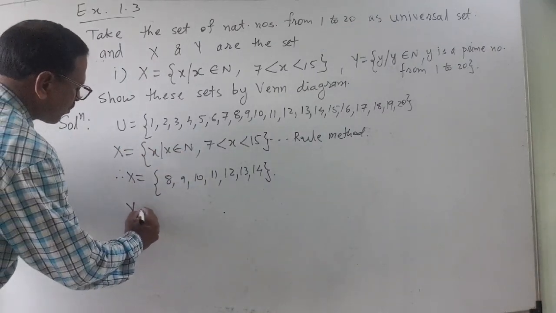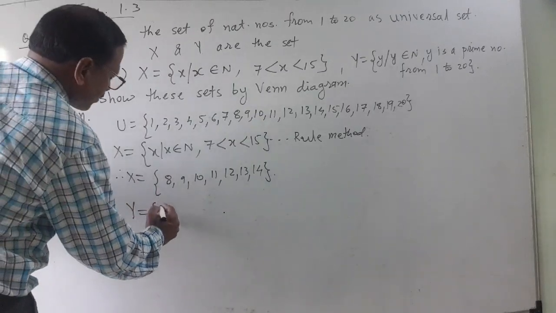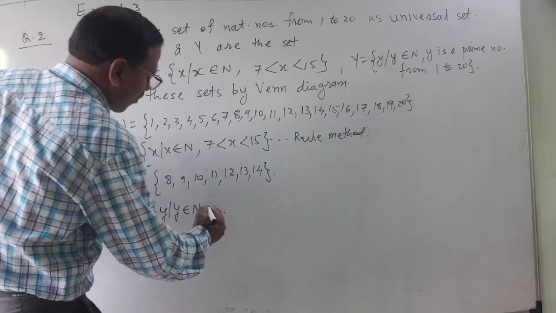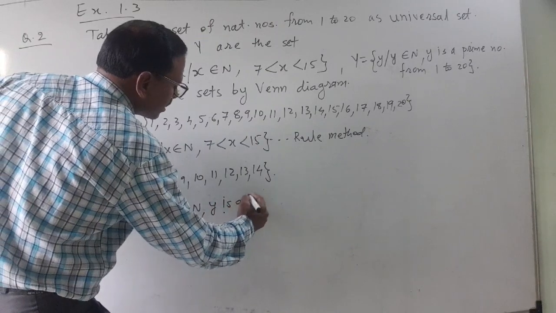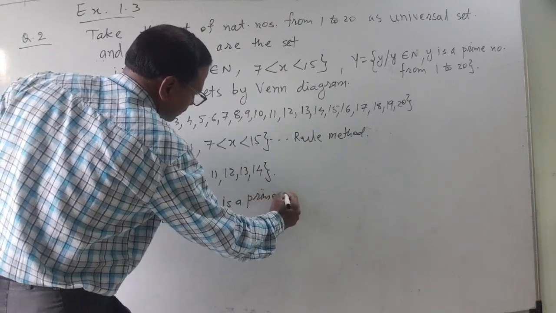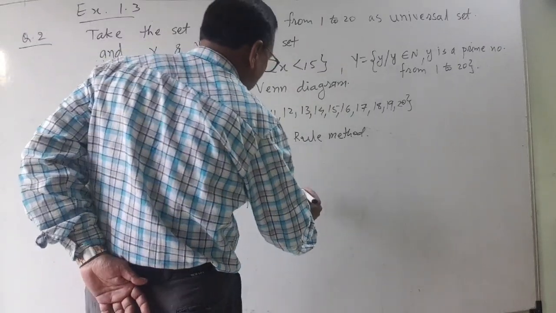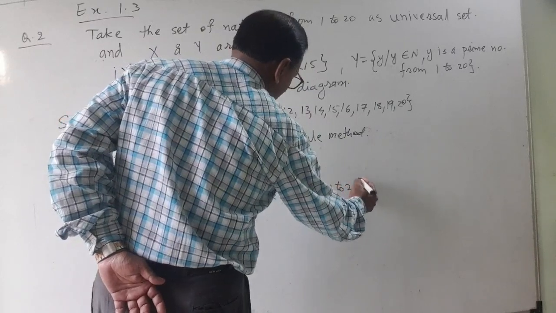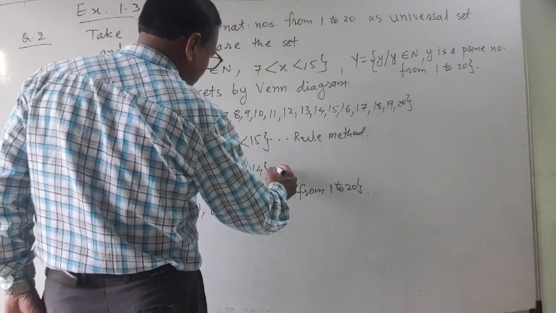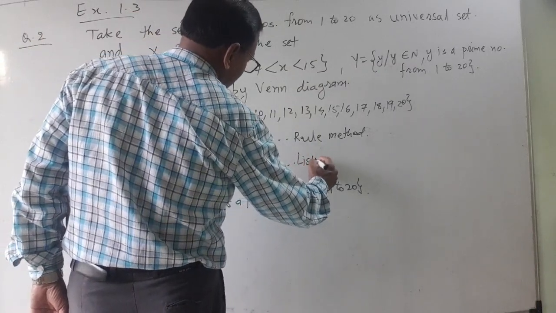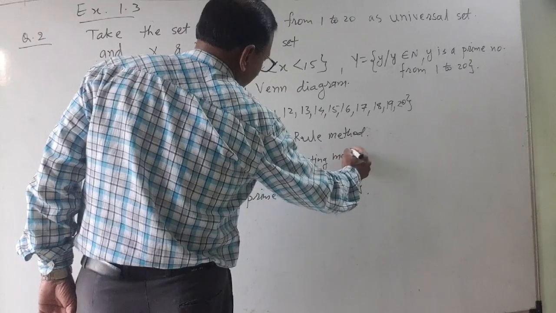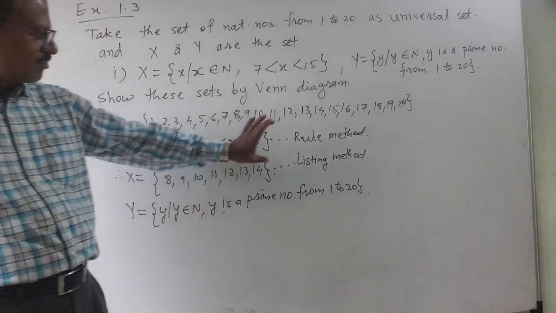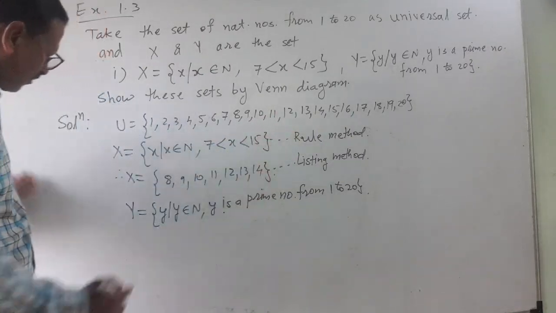Now Y is equal to, what is this set Y? That also I will write. Y also belongs to the natural numbers, and Y is a prime number from 1 to 20. This is the listing method. If you want to rank in the schools or colleges, you have to give the reasons. You should be thorough in the subject.